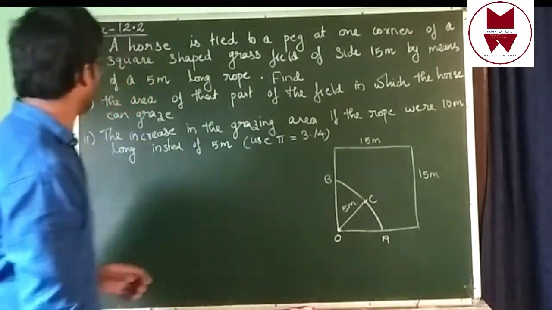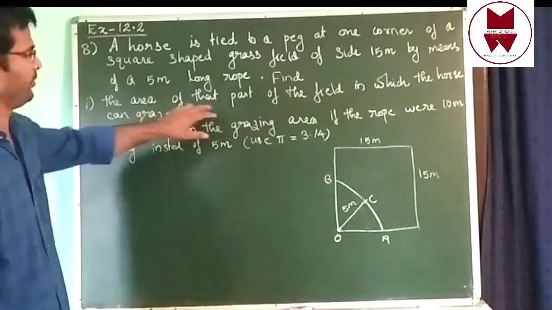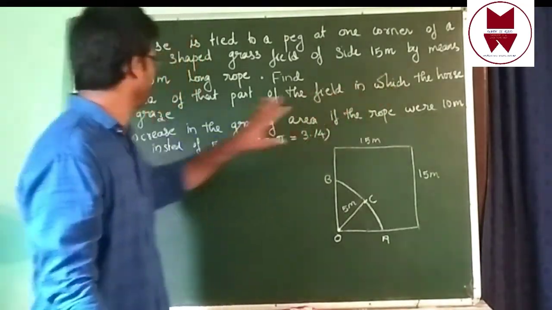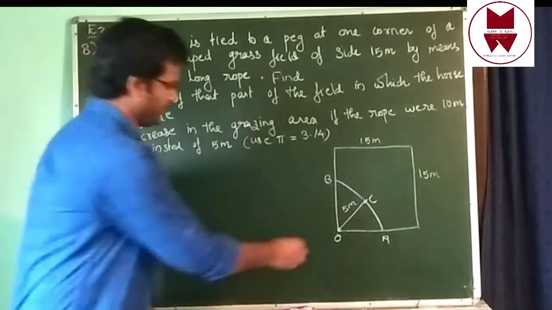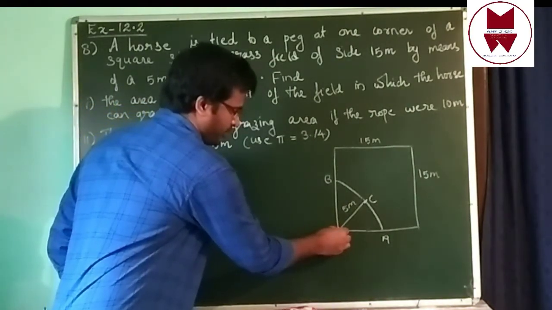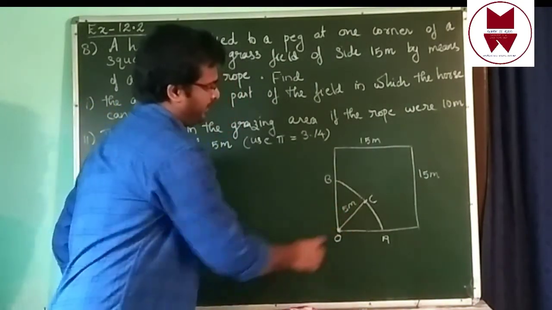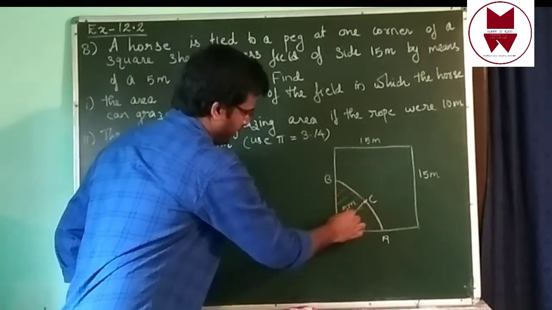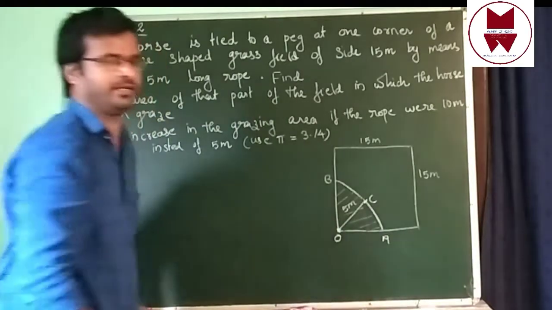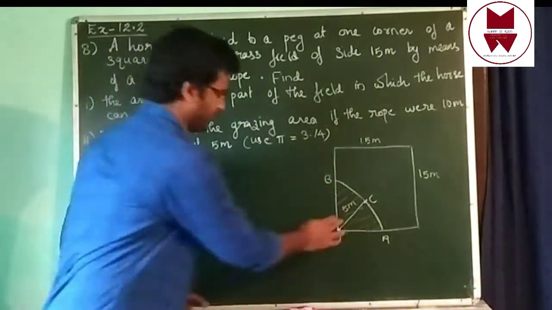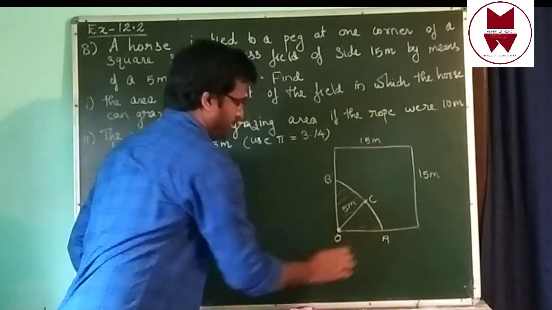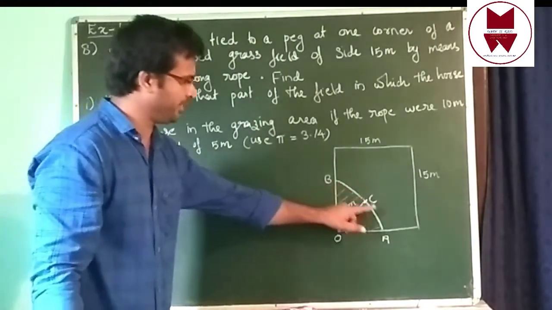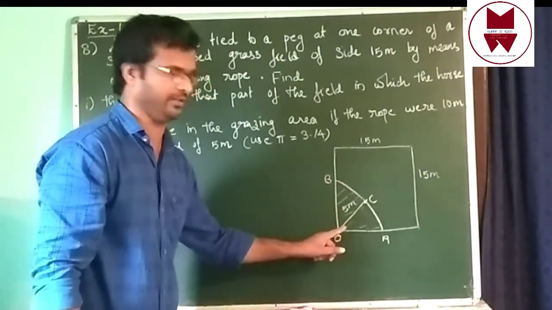Our question has two parts. The first one is the area of that part of the field in which the horse can graze. The horse is tied at this corner only, and the length of the rope is 5 meter. This is the area that the horse can graze, only that part. No need to shade. Then first we have to find out the area of this grazing field.